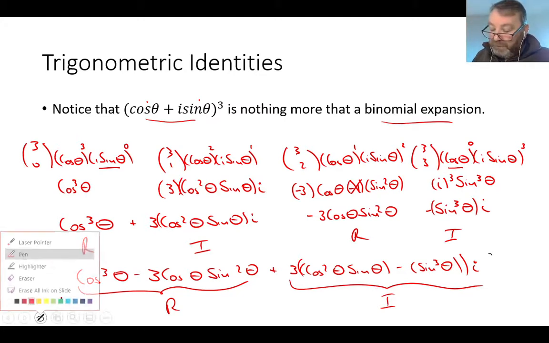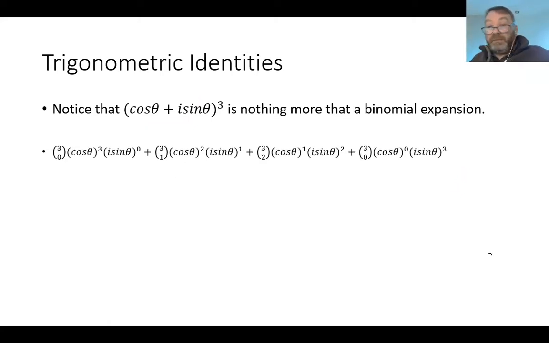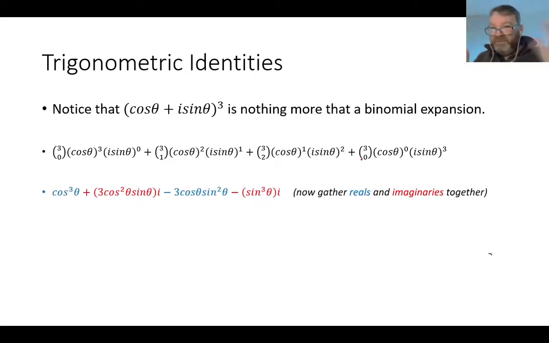Now I've done this in a little bit of a color-coded way if you want to follow me down here. So the same thing, there's your expansion: 3c0, 3c1, 3c2, 3c3, and so on. That should be 3c3, but it's the same value, it doesn't make any difference. And it gives me the expansion as follows. Your cos cubed theta, which is real, then you've got your imaginary, then your real, and then your imaginary.